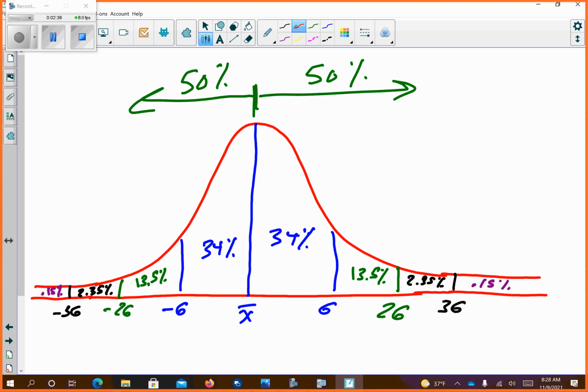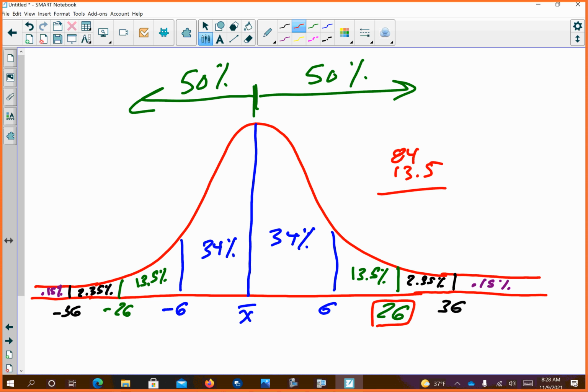So this person who is at 2 standard deviations above the mean, okay, I'm actually going to erase that. There's no reason to go 0.15 plus 2.35 plus 13.5 plus 34 plus 34 plus 13.5. Okay, you can go 50% plus 34 plus 13.5 and get to 84, or 2 standard deviations was 84 plus 13.5.